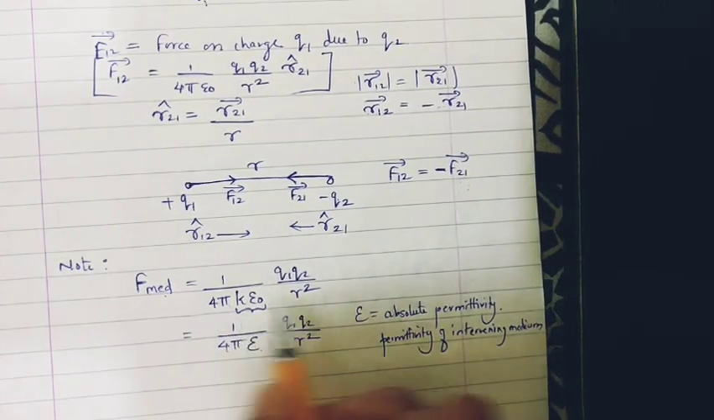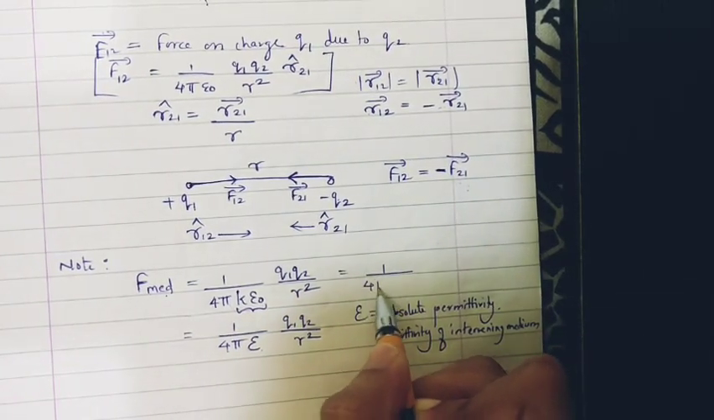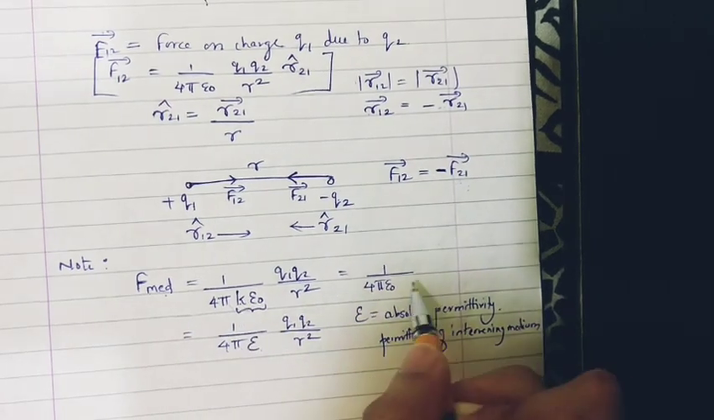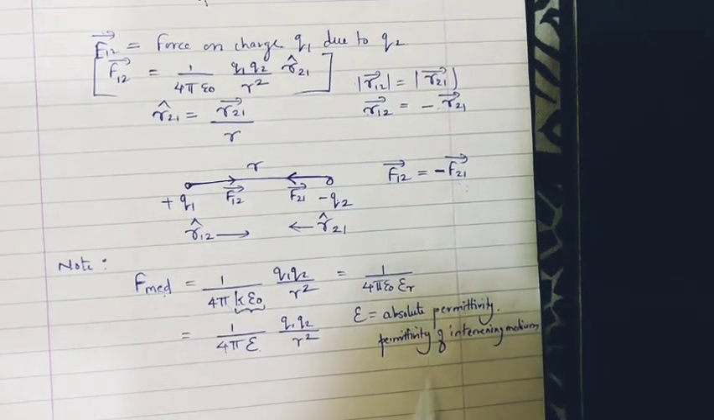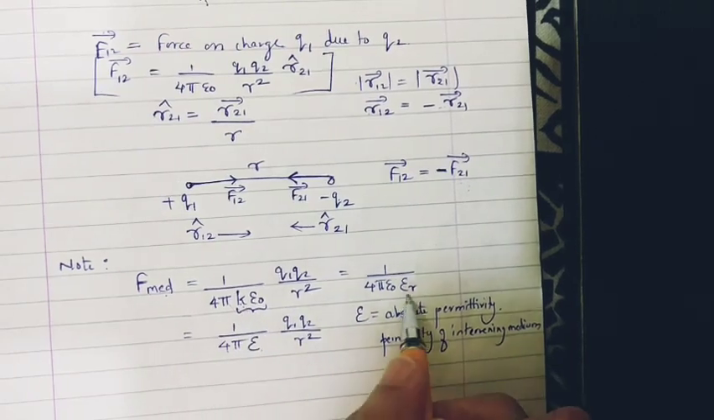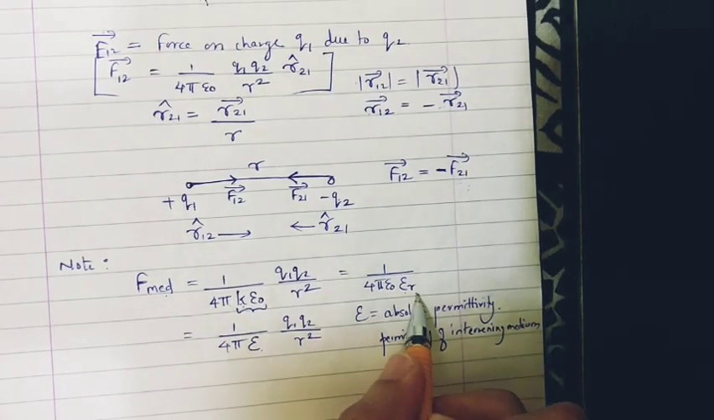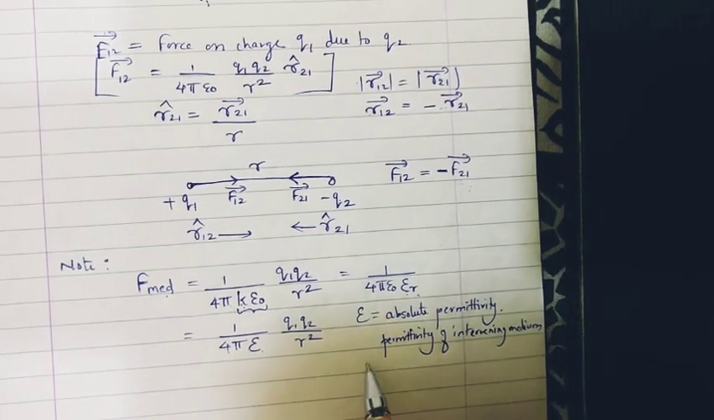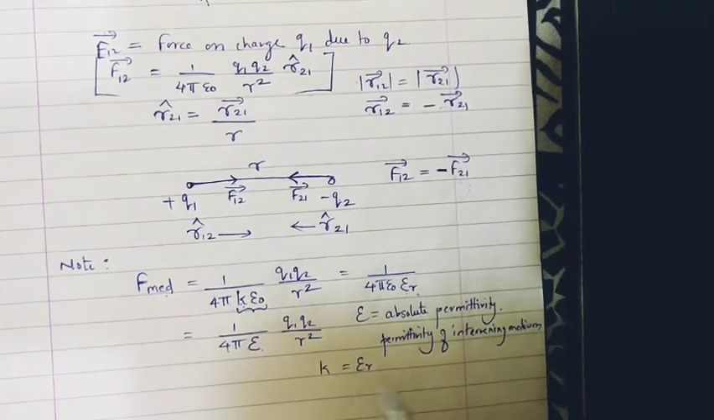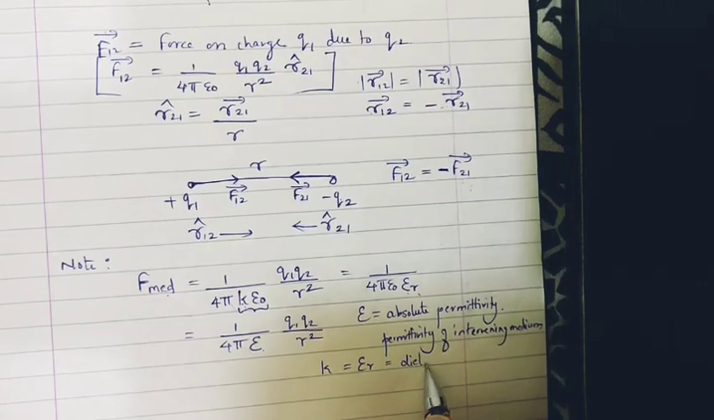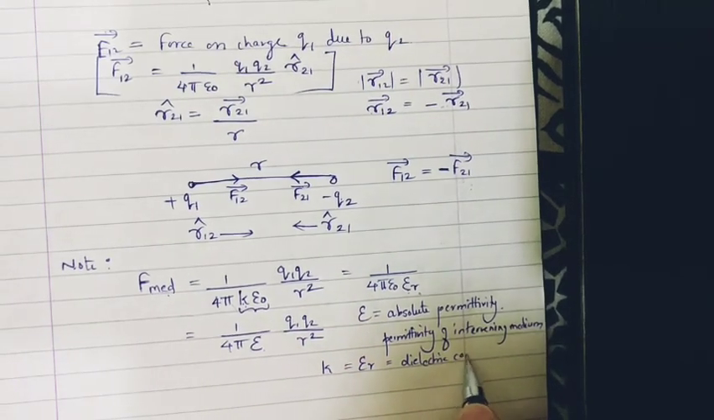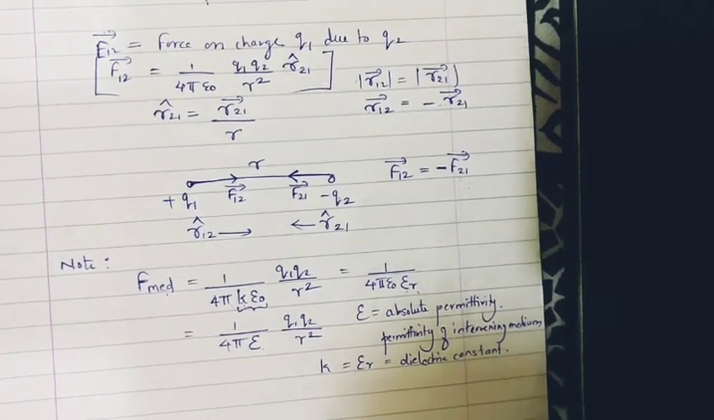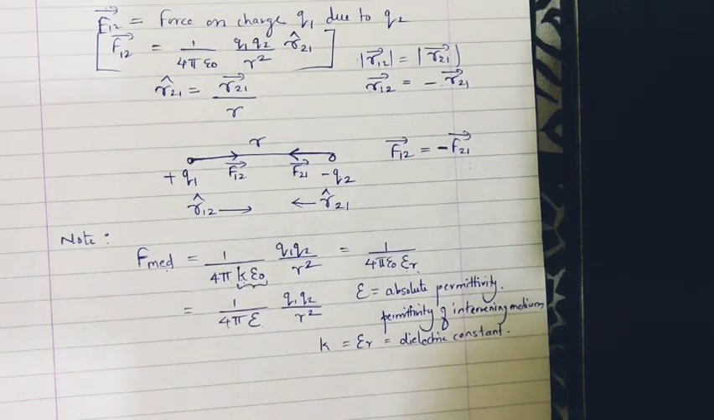It can also be represented as 1 upon 4 pi epsilon naught, and in place of k you can also put epsilon R, that is, epsilon naught epsilon R. Where this epsilon R or k is called as the dielectric constant. It's not confusing at all, just understand this.